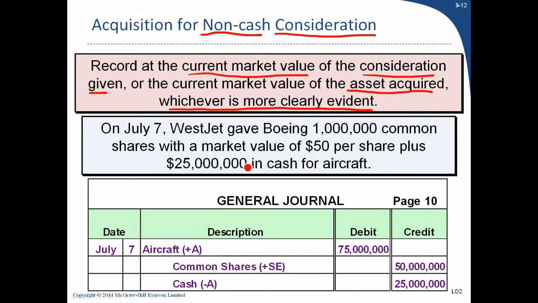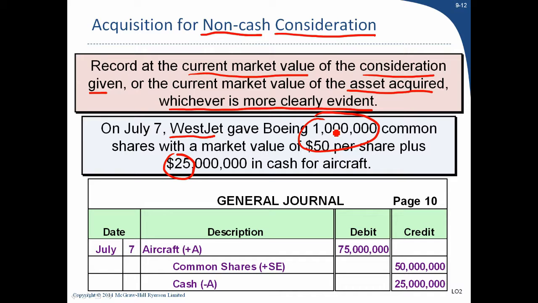So in this case, we'll say that WestJet is public, okay, and they gave up 1 million common shares at $50 a share. You and I could have bought a share of WestJet that day for $50. Pretty fair to say that these shares were worth $50 a piece. So what did WestJet really give up? They gave up 25 grand of cash, but they also gave $50 million worth of shares.